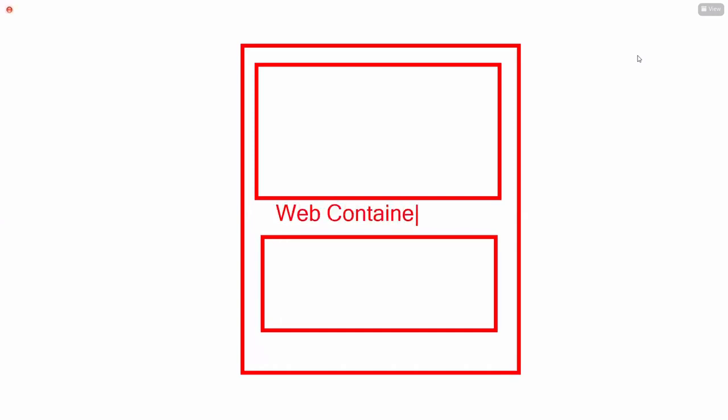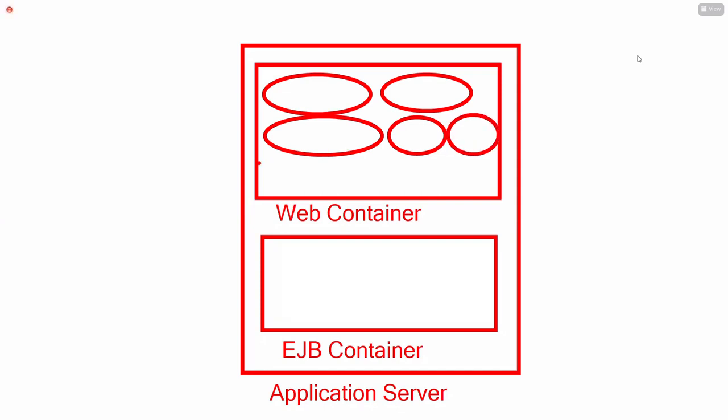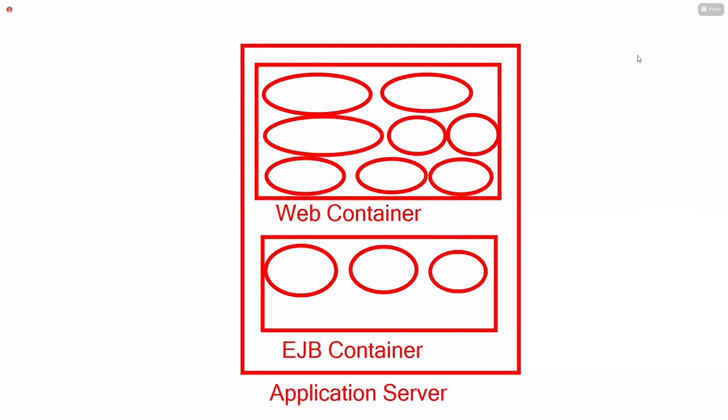Web container, EJB container. It is an application server. Here servlets will be there, JSPs will be there. Here only EJBs will be there.